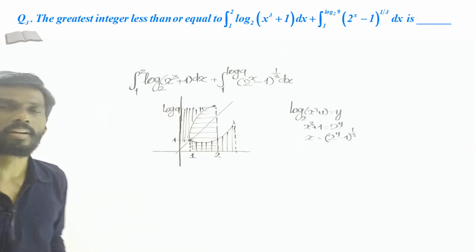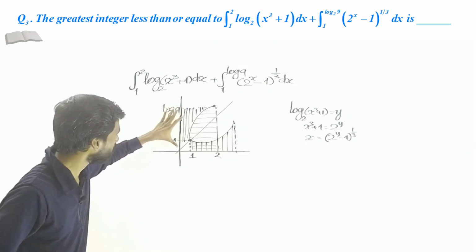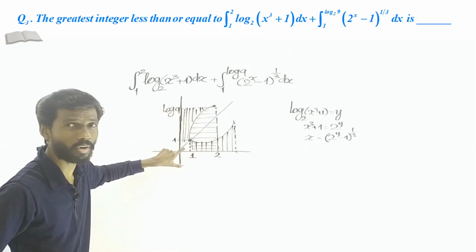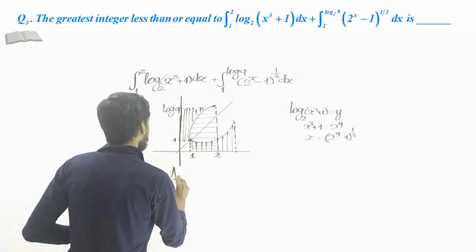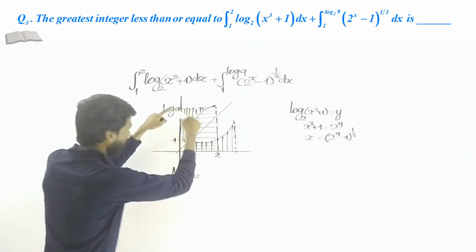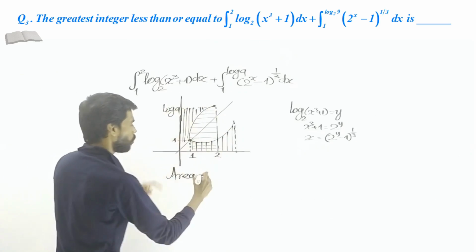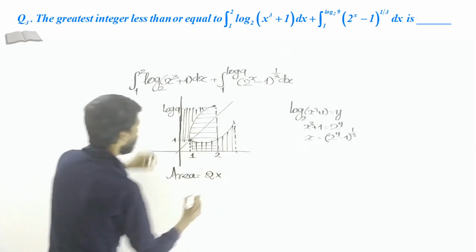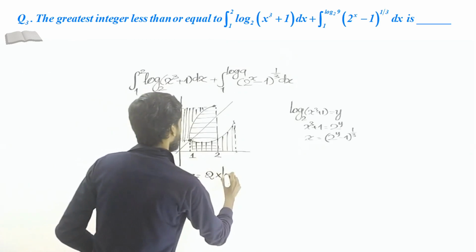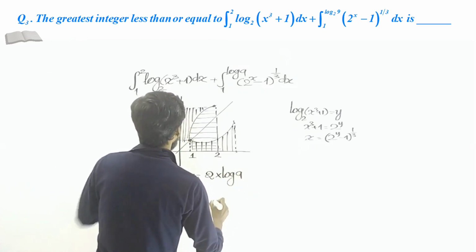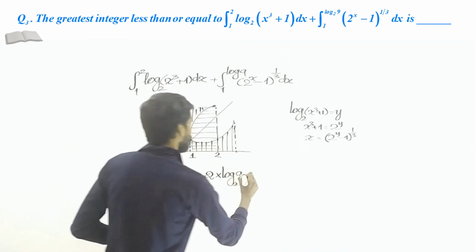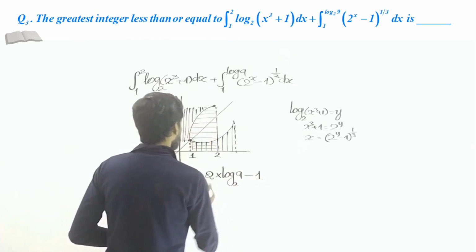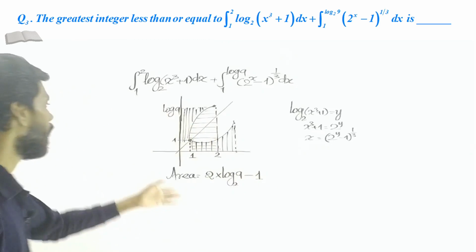We can find this area without using any integration, because what is this? It is a rectangle, but this portion is not there. So area of this rectangle minus area of this rectangle. Our required area is the area of this big rectangle, with base 2 multiplied by height log 9, so 2 multiplied by log 9 base 2, minus this area. That area is 1 multiplied by 1, so minus 1. This is our required area. So that is our required answer.